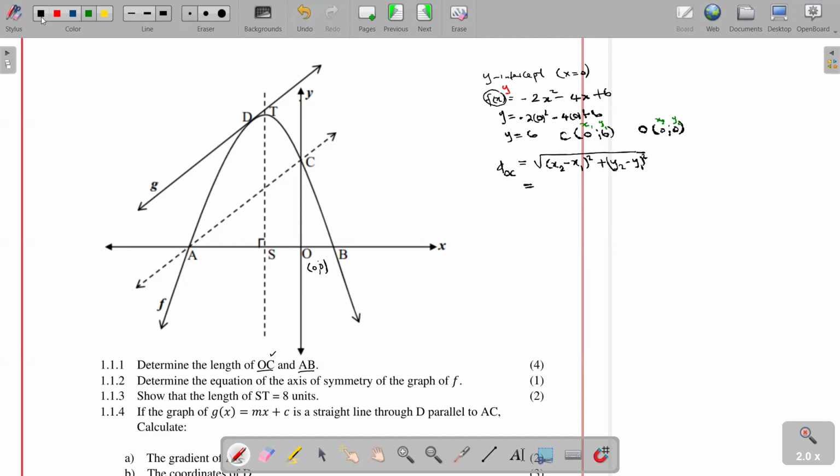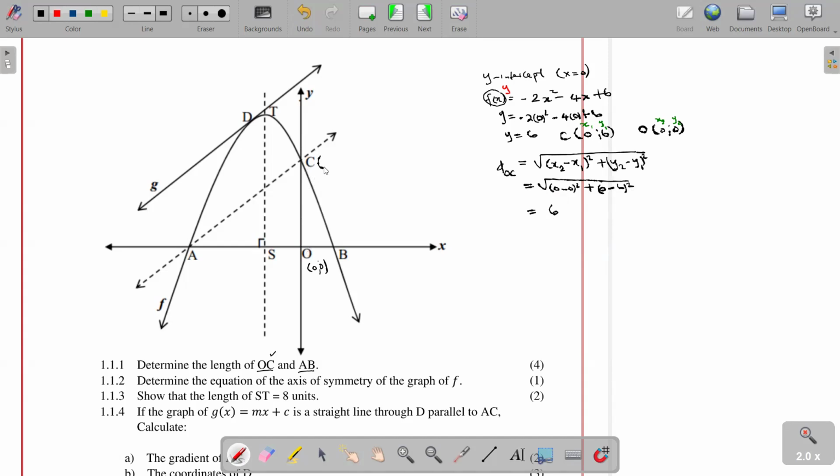Applying those, we have to substitute those values. When you substitute those values, you'll be left with 0 minus 0 squared plus 6 minus 0 squared. Then you trust your calculator, your distance is going to be equal to 6. But alternatively, you just have to take note that it's a vertical distance here. Since it's a vertical distance, you just say y on top minus y below.